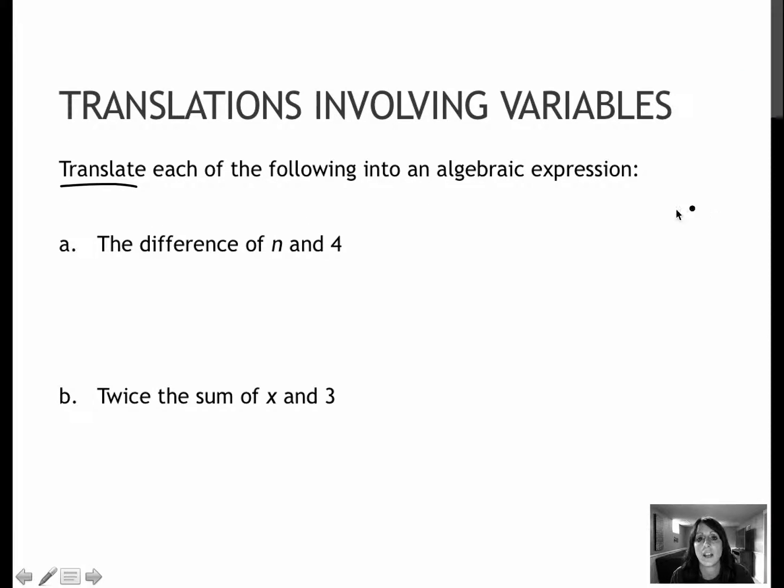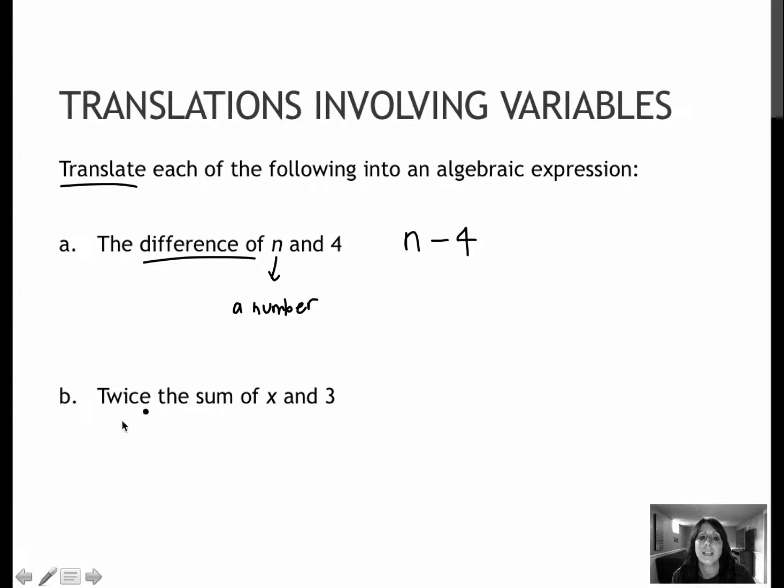We don't have to simplify at all. It says the difference of n and 4. So difference means subtract. So this is simply n minus 4. Often you will also see this as the difference of a number and 4. So if they do something like that, essentially you get to use whatever variable you want, like n or x, and put that value minus 4.